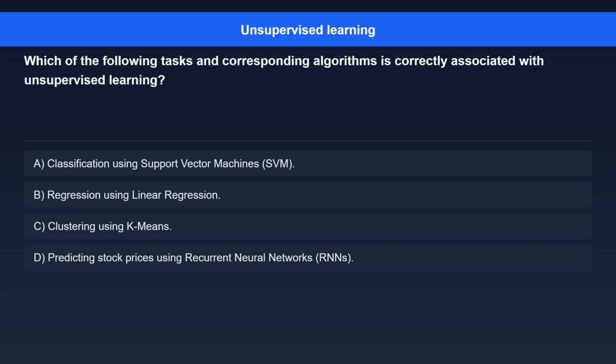Question 5. Which of the following tasks and corresponding algorithms is correctly associated with unsupervised learning? Option A. Classification using support vector machines, SVM. Option B. Regression using linear regression. Option C. Clustering using k-means. Option D. Predicting stock prices using recurrent neural networks, RNNs.